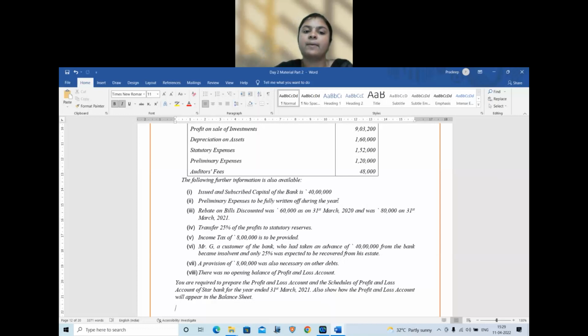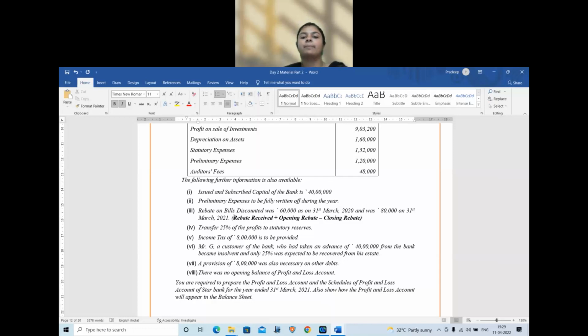Okay, so please remember, let me write it here as a note itself. Rebate received plus opening rebate minus closing rebate. Transfer 25% of the profits to statutory reserve. Even if they don't give the profit, we need to transfer. Income tax of 8 lakhs to be provided, provision for taxation.